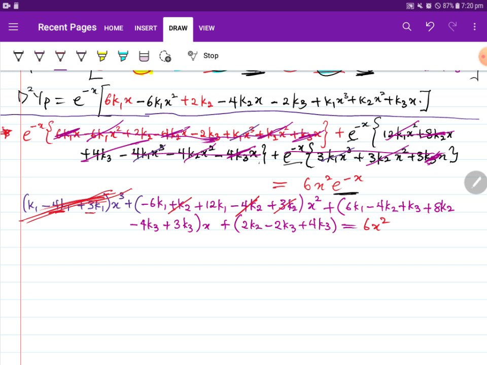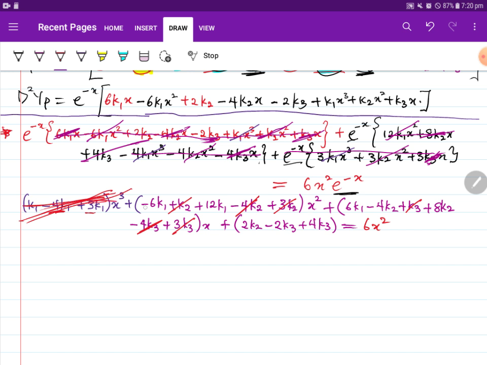Normal, normal. Here I have 3k3 plus ordinary k3, that's 4k3. 4k3 and this minus 4k3 cancel out. That one too is gone. Now let's check what we have left. Now, this part is gone.